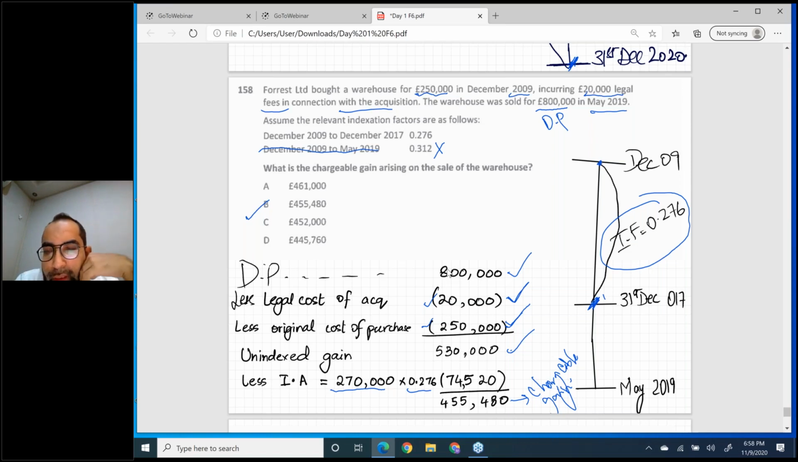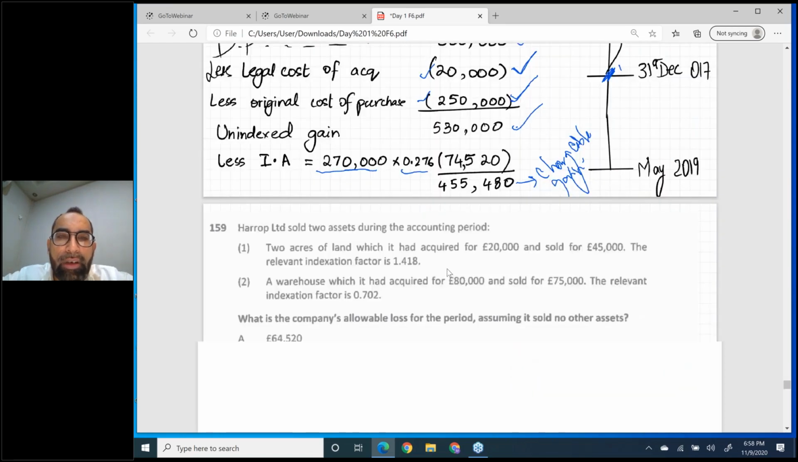Okay. Now only one MCQ is left. But take out your pen and write one line. And I hope you studied this line before. Indexation allowance cannot create or increase loss. Write this line on your page. I repeat, indexation allowance cannot create or increase loss.